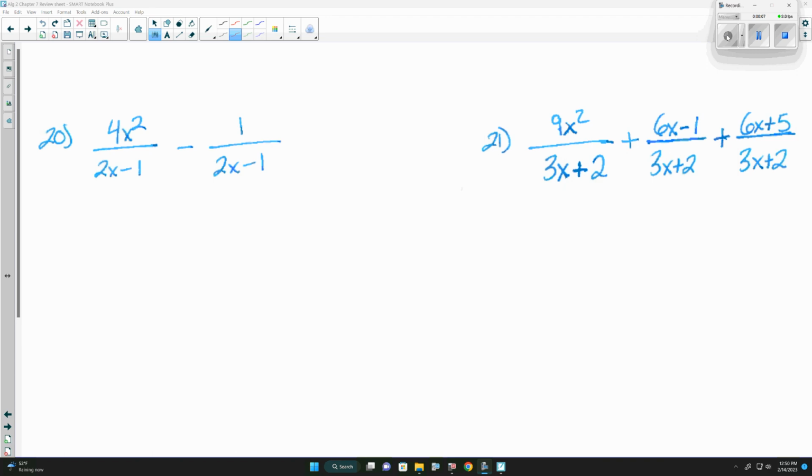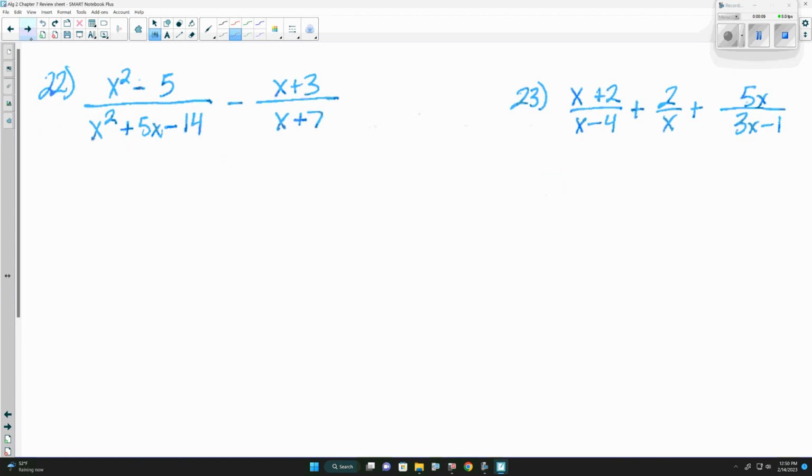All right, so we finished these up yesterday, so we're on 22. So in 22, there are some where the denominators aren't already the same. So the first thing we need to do is make them be the same. And to do that, we need to factor the denominators as completely as possible. Now, x plus 7 is as simplified as it gets, so we can't do anything to it.